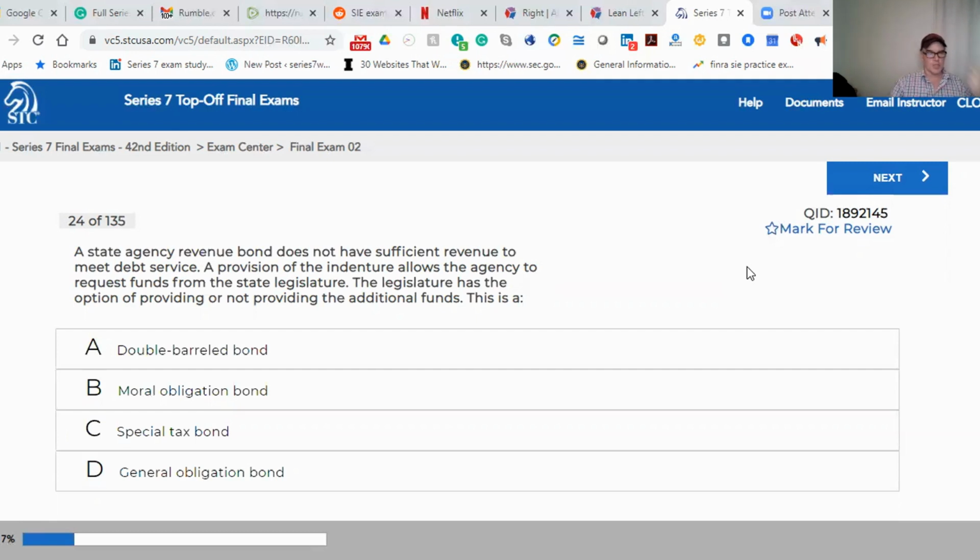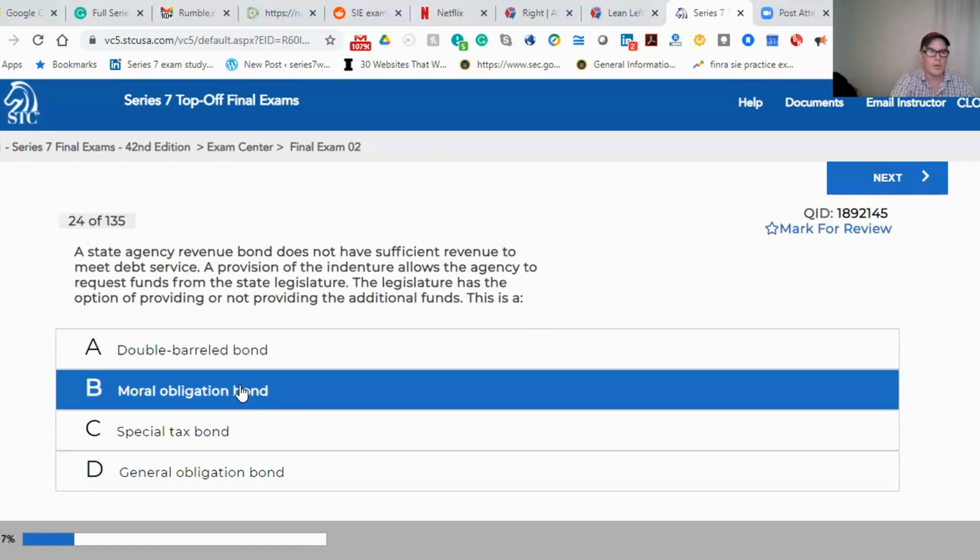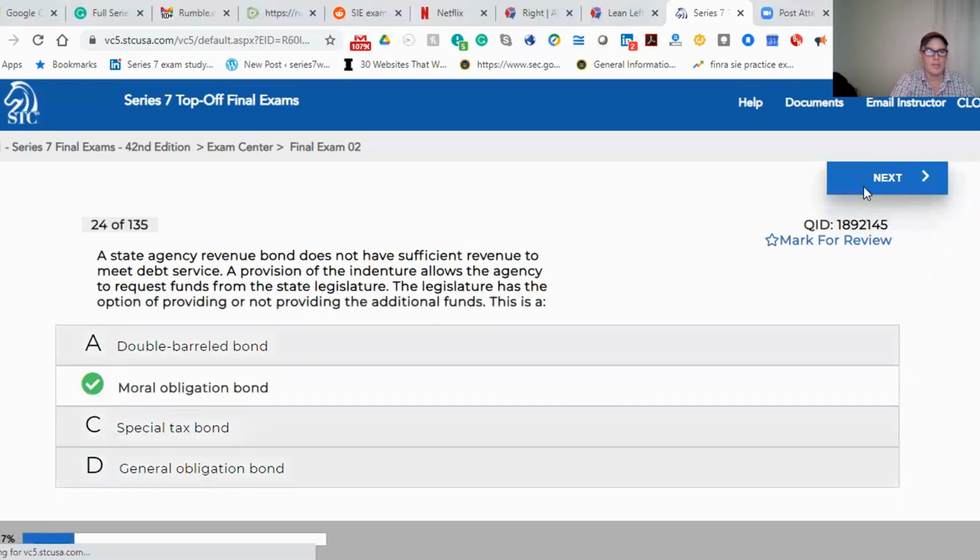Double barrel moral obligation. Double barrel is a revenue bond that if they don't make enough money, they take the money from the town without asking. Sheriff of Nottingham kind of thing. Moral obligation is we kind of ask them to pay and they can vote yes or no. So they have the option to say yes or no. I would call that an MO, moral obligation bond. Let's see if I'm right.